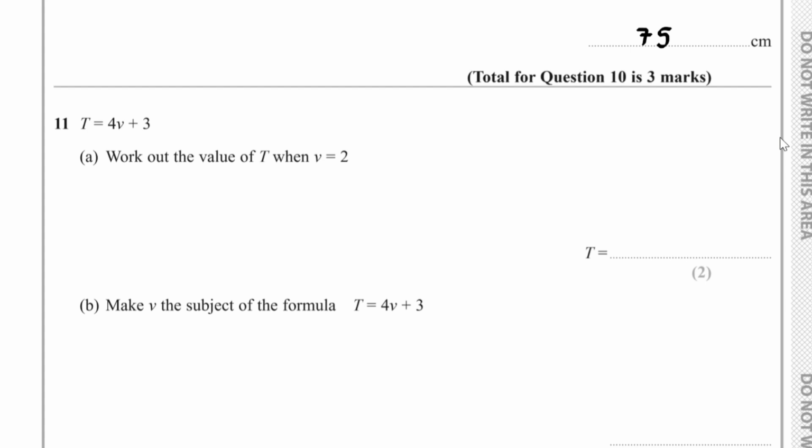Question number 11. T is equal to 4v plus 3. We have to work out the value of t when v is 2. Well, when v is 2, t would equal 4 times 2 plus 3. 8 plus 3 is 11.